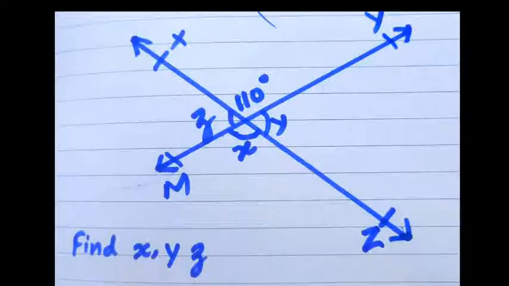Now Y and Z are vertically opposite angles. Therefore, Y and Z must be equal and they must be equal to 70 degrees each. This is our first question.